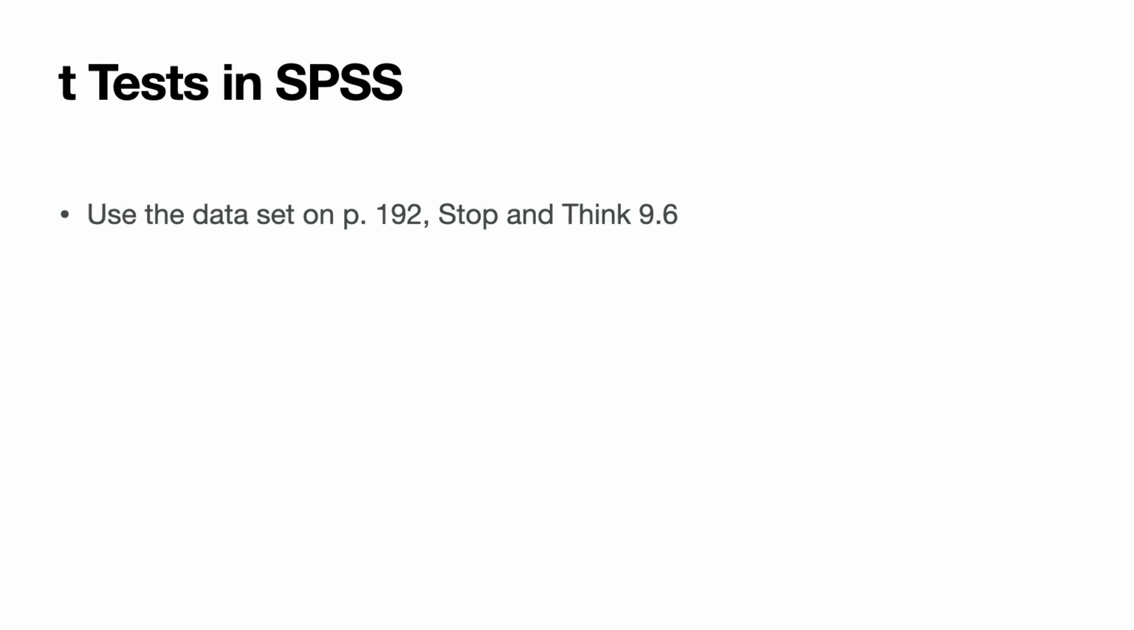Now that right there is how you could do it by hand, but we're going to be using SPSS, and there's an activity where you look at the data on page 192 in the textbook. It's the Stop and Think exercise 9.6. You follow the steps that are outlined on page 191 in SPSS.